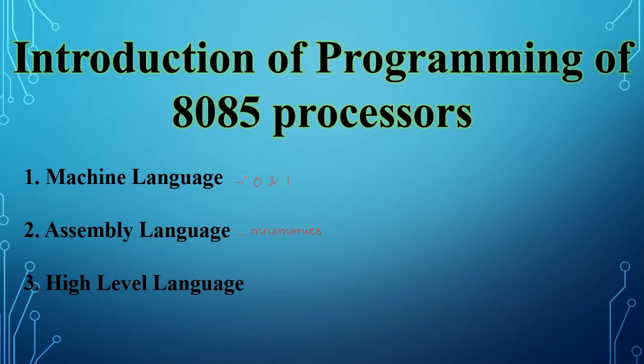The third one is high-level language. High-level languages are written in any one of the languages like Basic, Pascal, C, C++, Java and Python, in the form of statements rather than mnemonics. So, these are all high level languages. Using compiler and interpreter, the high level language translates into machine language.